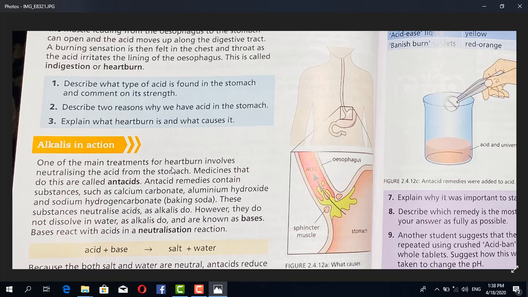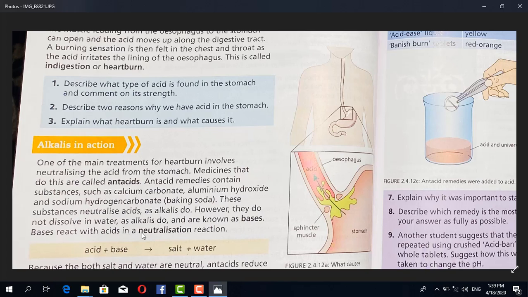One of the main treatments for heartburn involves neutralizing the acid from the stomach. Medicines that do that are called antacids. Antacid remedies contain substances like calcium carbonate, aluminium hydroxide, and sodium hydrogen carbonate, which is baking soda. These substances neutralize the acid, just like alkalis do. However, they don't dissolve in water like alkalis, so they are known as bases.